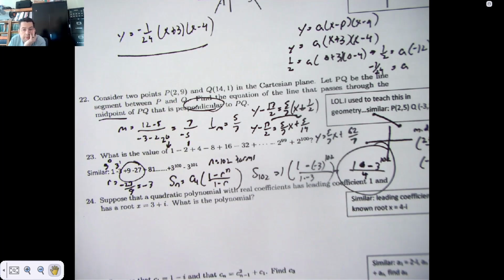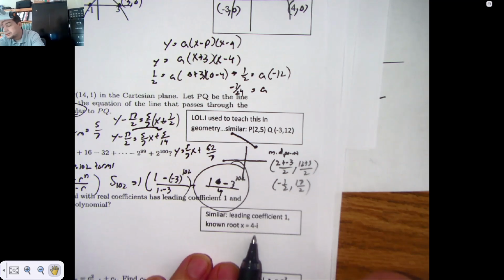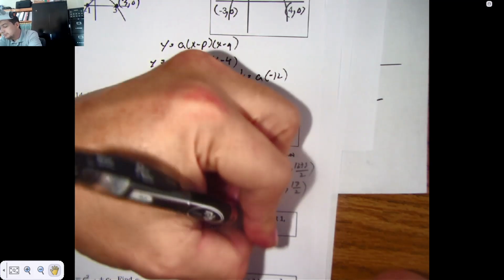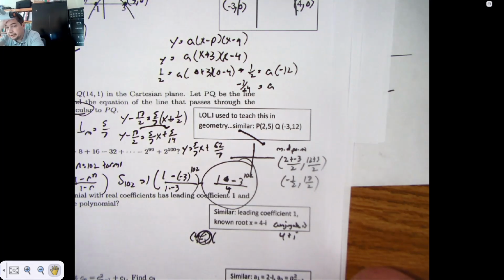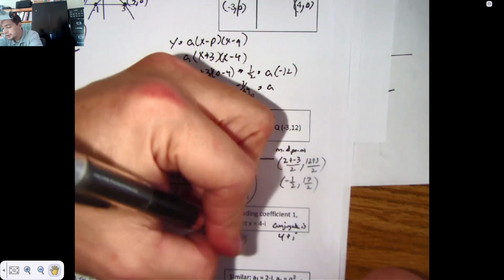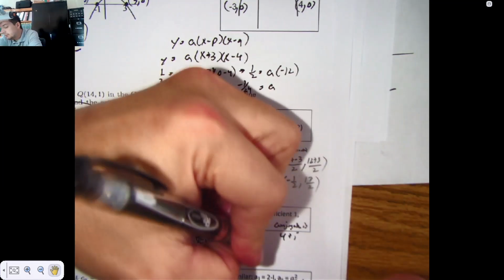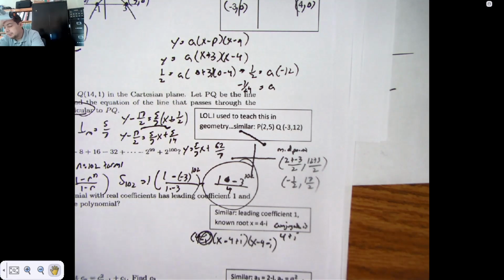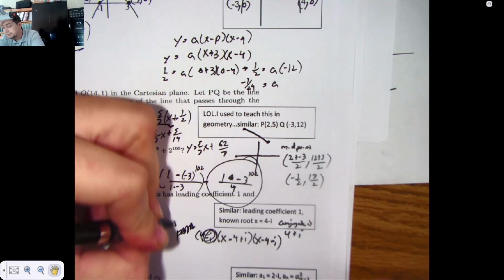Suppose a quadratic model with real coefficients has a leading coefficient 1, has a root of x equals 3 plus i. What is the polynomial? Similar one here is we have a known root of 4 minus i. Its conjugate is 4 plus i. So I'm just going to write down the factor. Take away 4 plus i is one factor, because when we take a 0 and enter it into parentheses, we change the sign. Take away 4 minus i is the other factor, and I'm going to FOIL this thing out. Sorry, not FOIL. I'm going to triple distribute it.